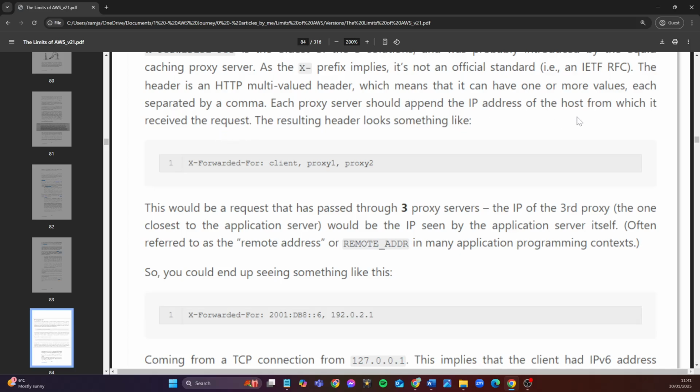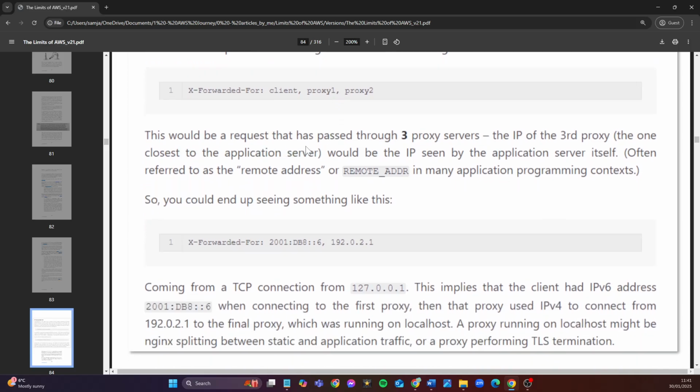In other words, the IP address of the host, which was, for it, the relative originator. This would be a request that has passed through 3 proxy servers. The IP of the third proxy would be the IP seen by the application server itself. Often referred to as the remote address or remote ADDR in many application programming contexts. So here, even though we've got client, proxy 1, proxy 2, we're saying that there are 3 proxy servers involved. We know there are 3 because it's the ultimate receiver of the packet.